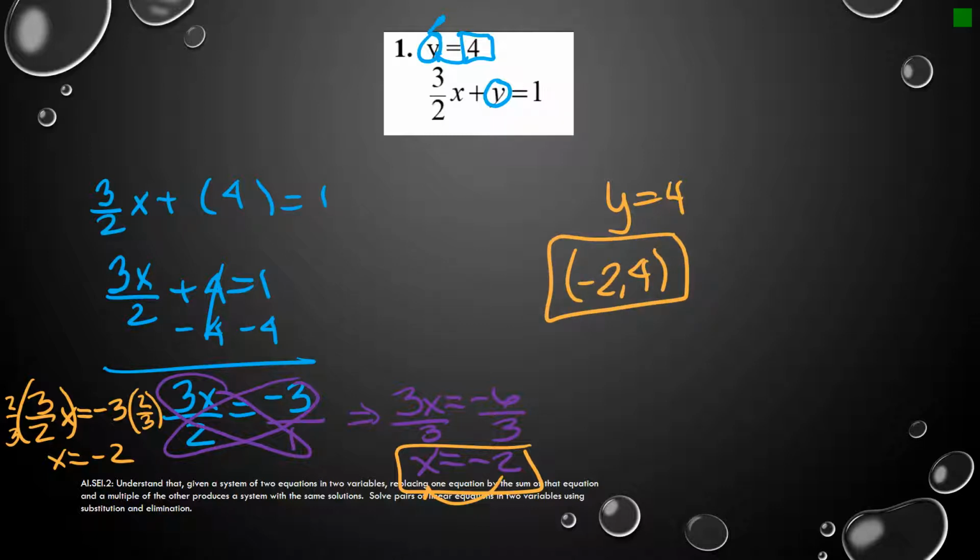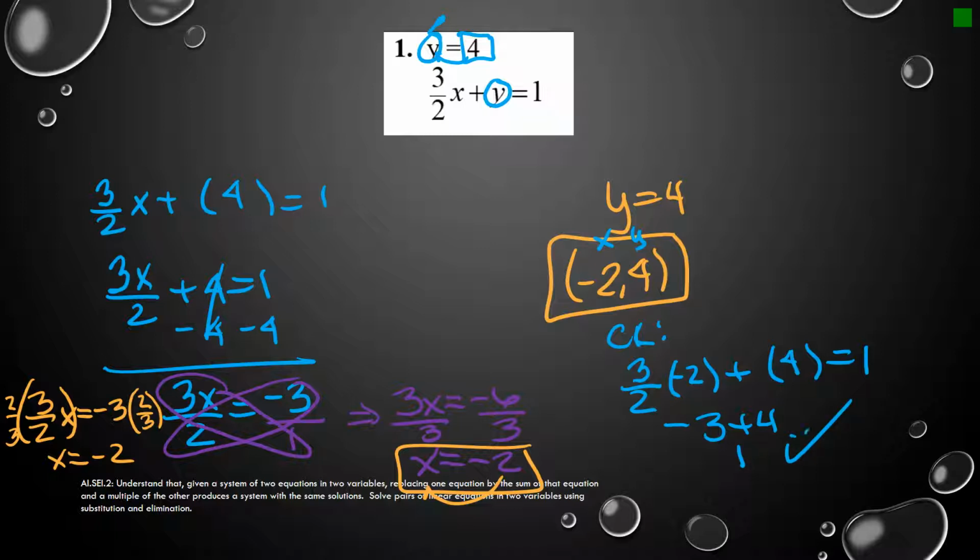Now, in order to check that, you're going to take 3/2 times x plus y equals 1. Here's x, here's y. So you're going to put -2 in for x, 4 in for y. This is -3 plus 4. Does -3 plus 4 equal 1? It sure does. The other one's just y equals 4, so you're all good.